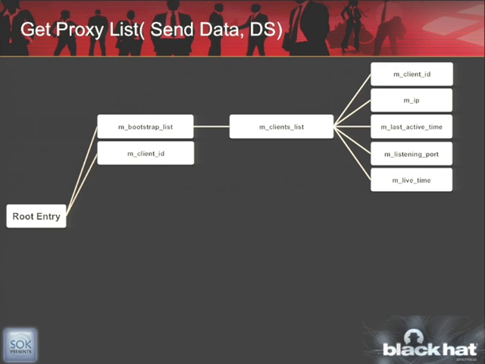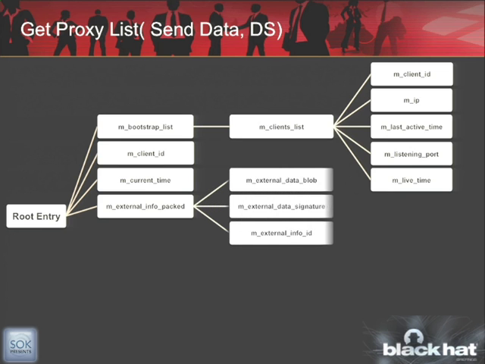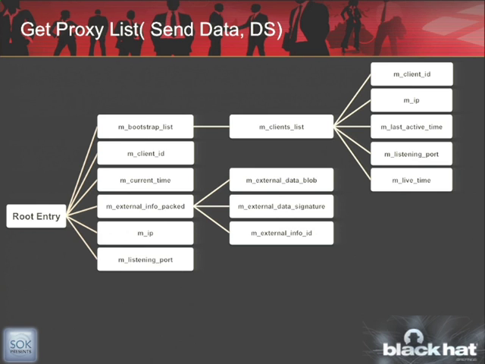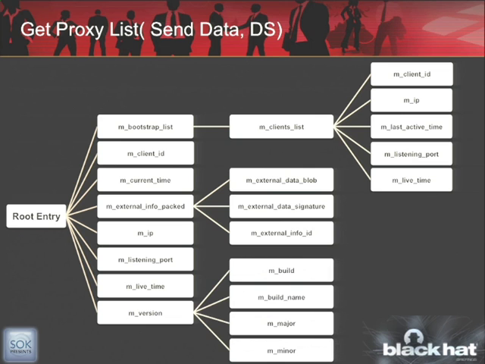And in the root entry, there's an AMP client ID, current time, and external info packed. This one is pretty interesting. There are 3 parts of data under this: external data blob, external data signature, and external info ID. Another part is the MIP and the listening port, live time, and the version information. There are 4 parts: build name, version major, version minor.